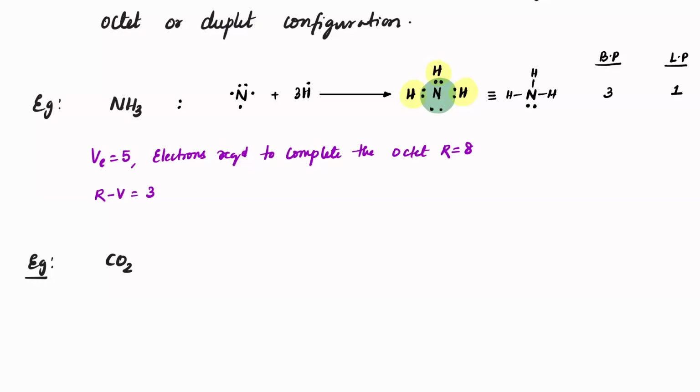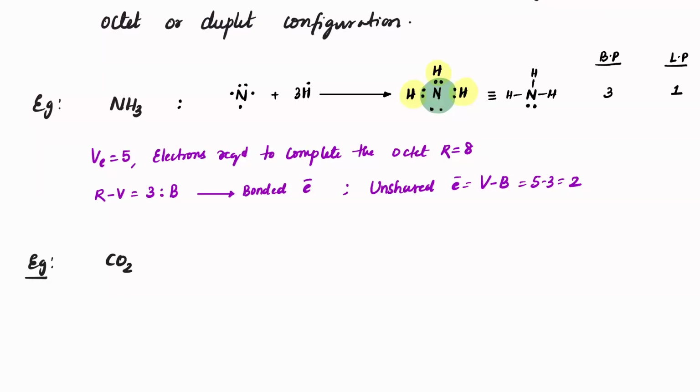So these 3 should be the bonded electrons. I call the bonded electrons B. And the remaining unshared electrons will always be equal to V minus B, which is 5 minus 3. How many do we have? 2. So that becomes the unshared electrons.